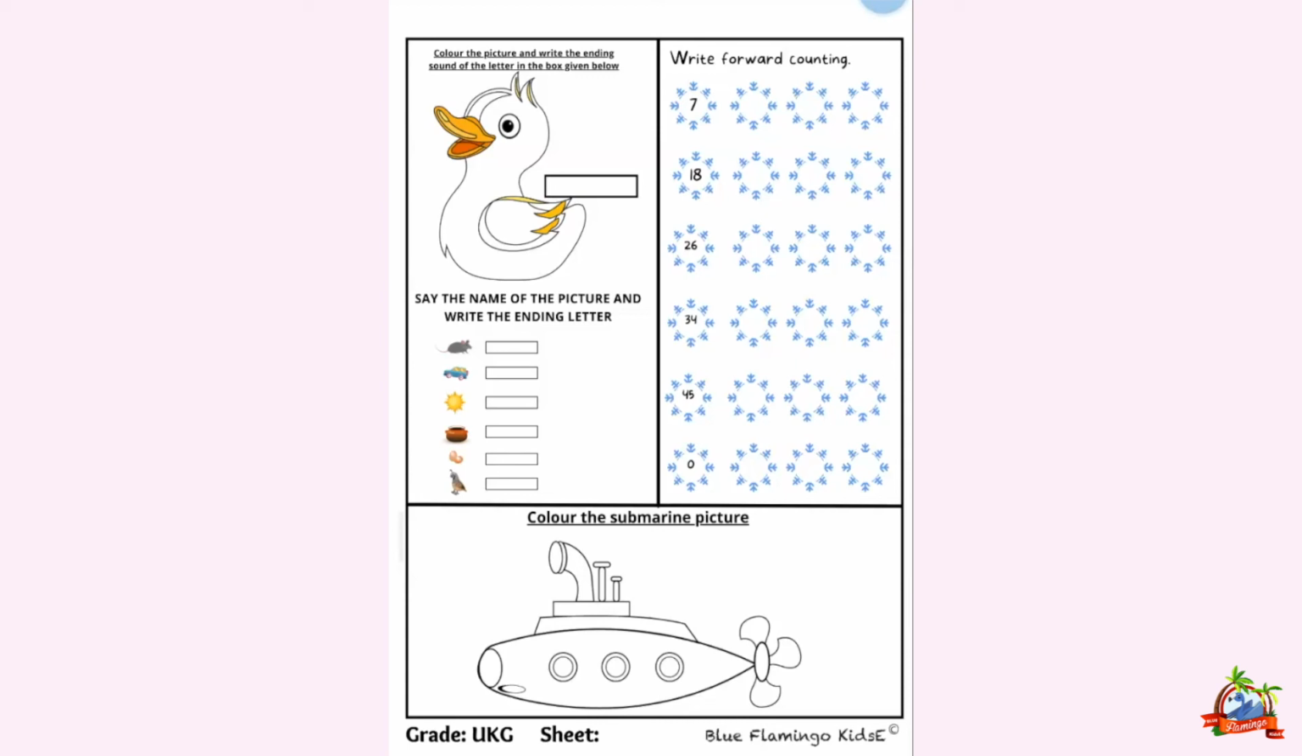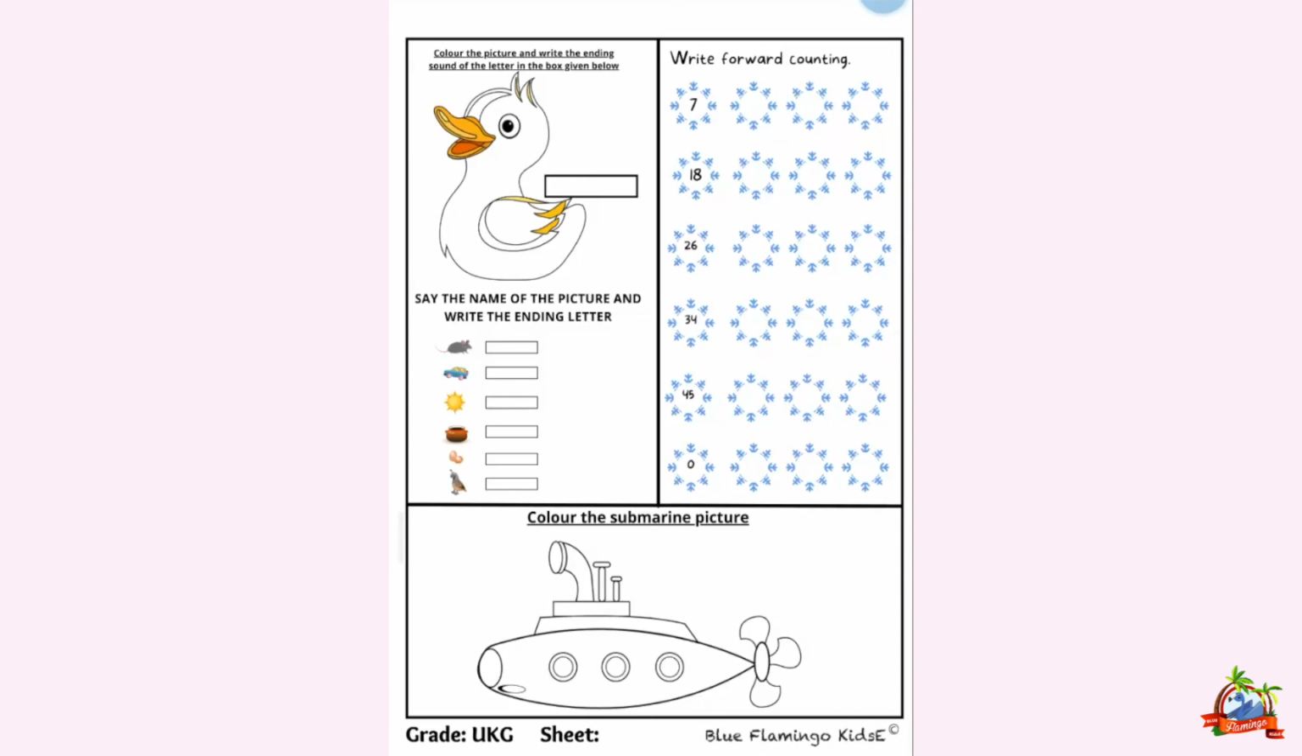E I G H T E E N 18. N I N E T E E N 19. T W E N T Y 20. So we have read number names from 1 to 20.